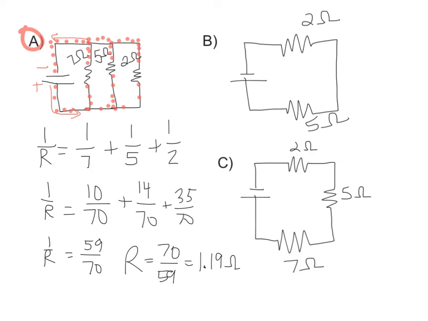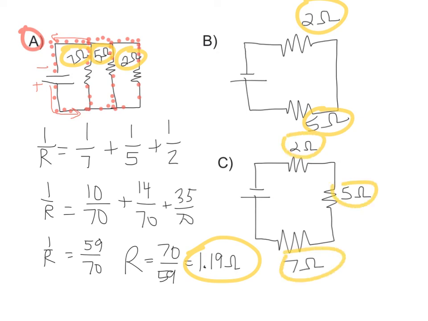So there's a few things you should take away from that. I have a bunch of resistors. They are all here as huge integers compared to our final answer here. So 7, 5, and 2, when arranged in parallel, make something very small. And we're going to contrast that with B and C, where our resistors are all in series.